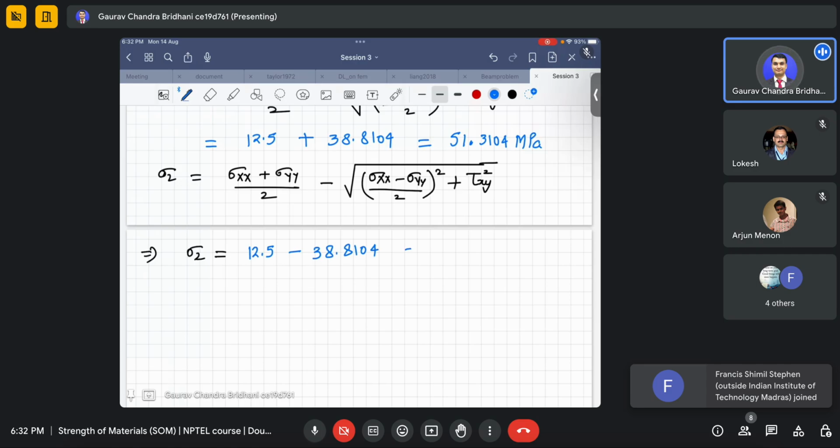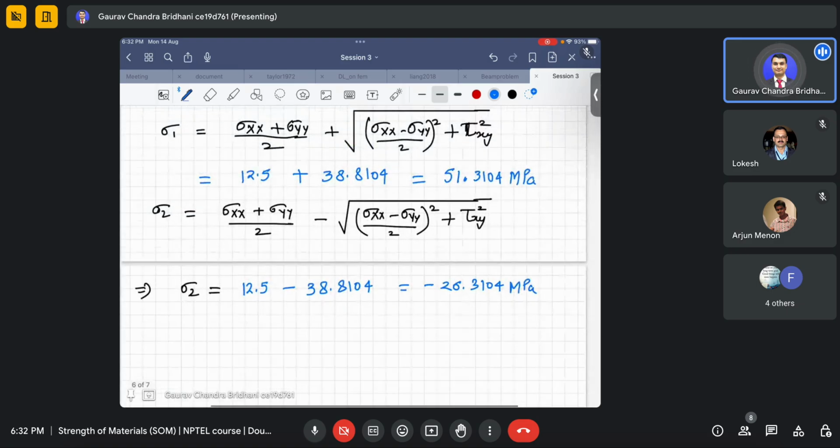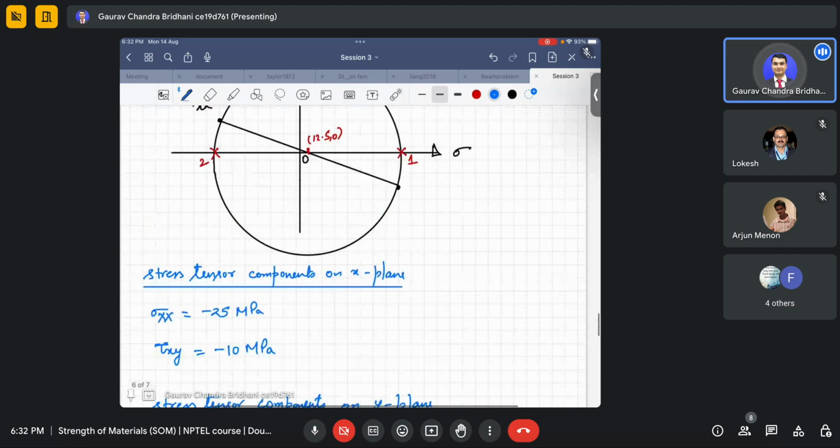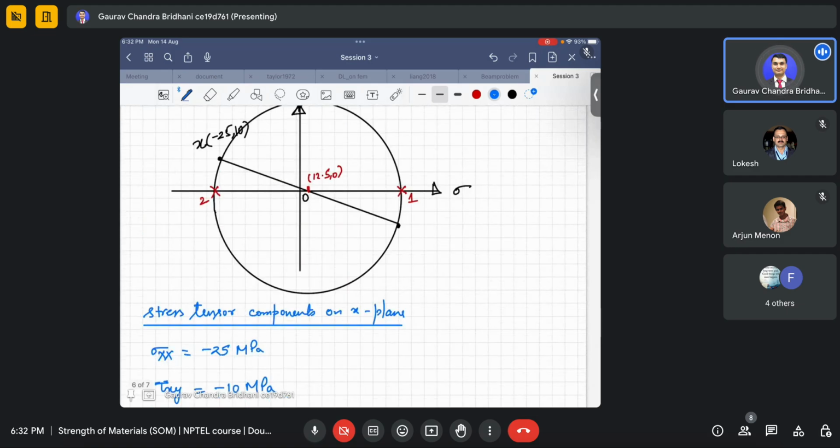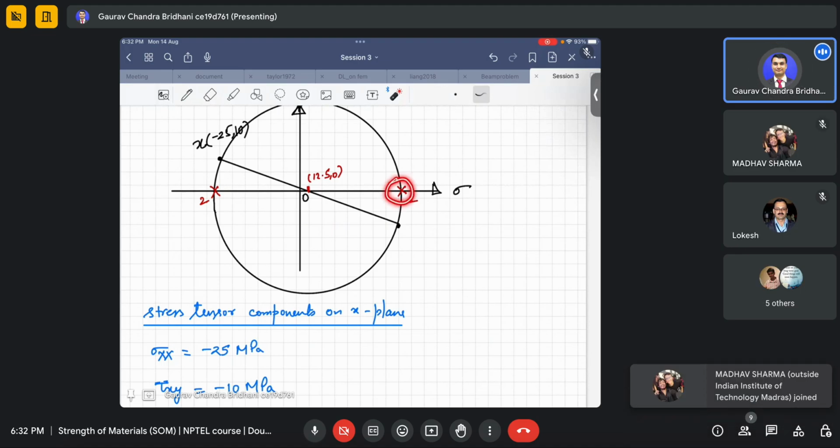So it will come around minus 26.3104 MPa. Okay. So as you can see, sigma 1 is coming positive and sigma 2 is coming negative. You can also see that sigma 2 is in the negative sigma x direction, and sigma 1 is in the positive direction. Okay, so basically it's a check also.